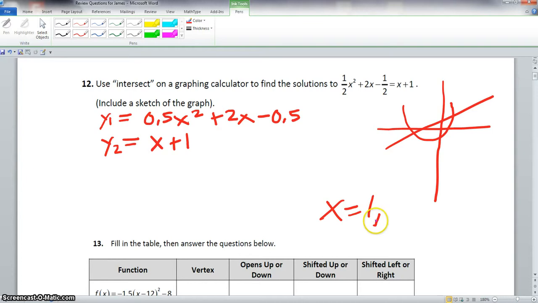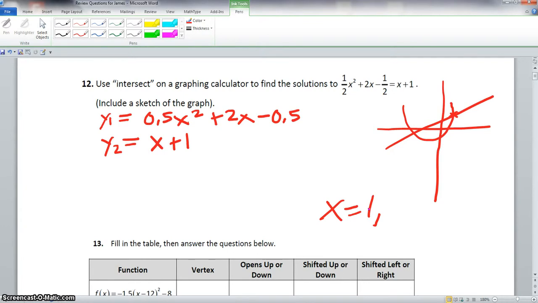Now, to find the other answer, because you see that this line intersects 2 places on this parabola, what you need to do is this here. Right now, your intersection is here, but we need to get our intersection to go over here. So after we got our first x value, we'll press second and trace again, then the number 5. Now, before we press enter 3 times, we need to press the right arrow until we get to where the graph intersects again.